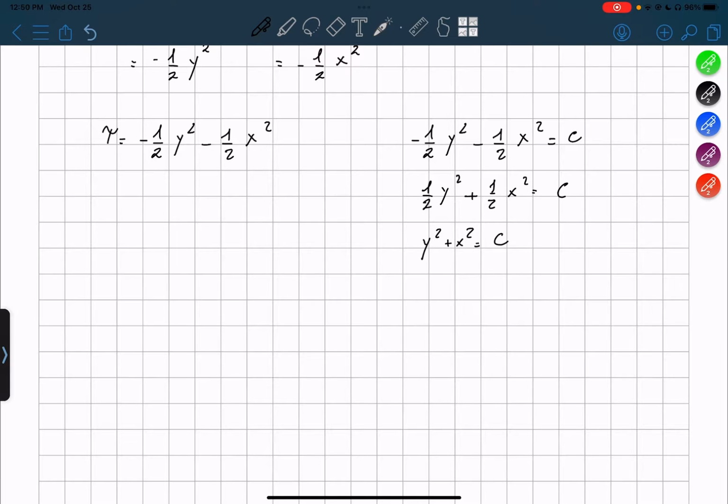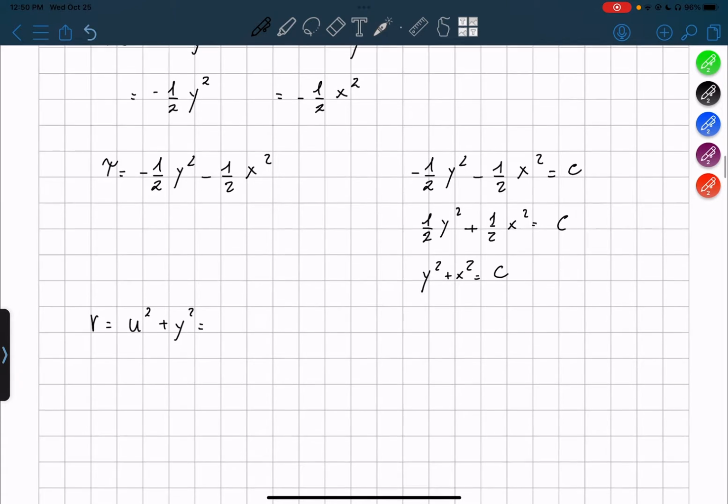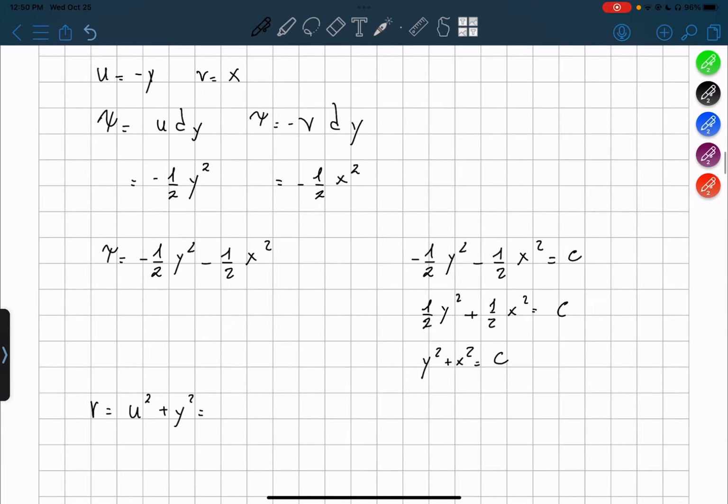Well, this is going to be the radius, technically speaking, because when we're trying to find the radius, we're going from Cartesian to polar. We would have to take u squared plus y squared, and we would just get, well, we have negative y squared, so y squared plus, oh, u squared over here, plus x squared. So the radius is equal to the square root of y squared plus x squared.